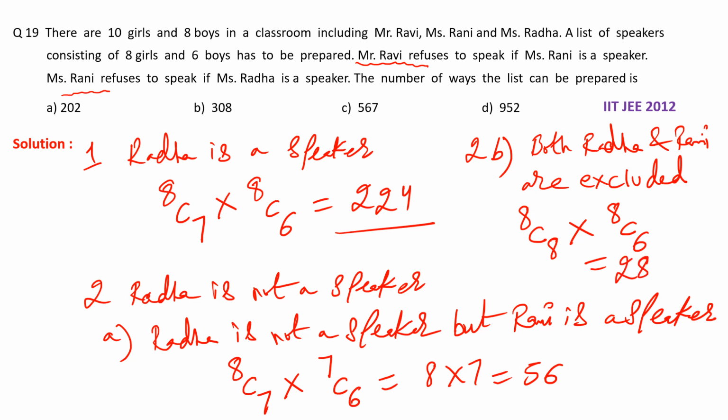Now students, just add all of them and this becomes your final answer. That is 224 plus 56 plus 28. So finally this becomes 308. So that means the option B is the correct one.